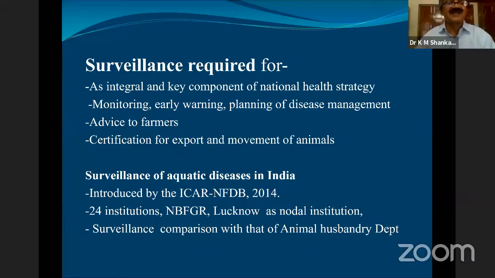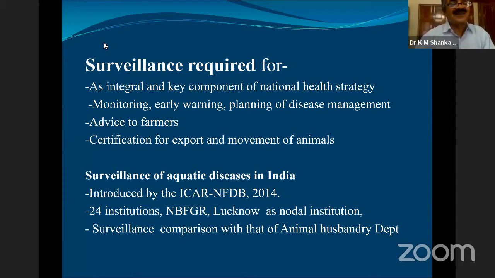In planning of disease management, and it also helps in advising farmers. And it's very much for certification for export and movement of animals. Of late, suppose you want to export something to Southeast Asian countries, they dig out the data from OIE or NACA. NACA is also having the data. They will see, okay, this X species is going to be imported from India. What is its disease history? So they have all the data. If the importing advantages are more than the disadvantages, then only they will import. So surveillance data is very important for certification for export and movement of animals.